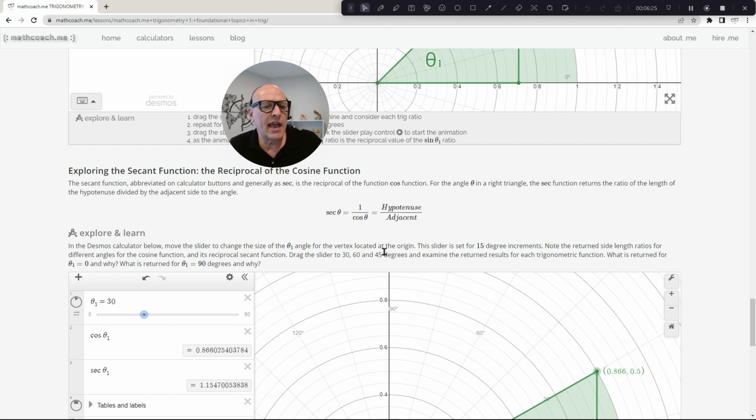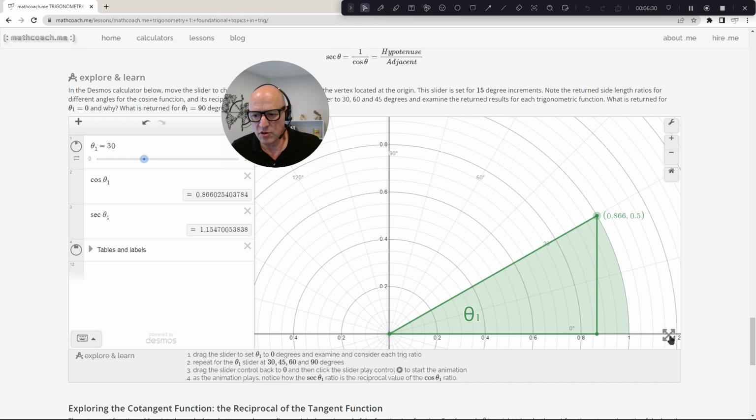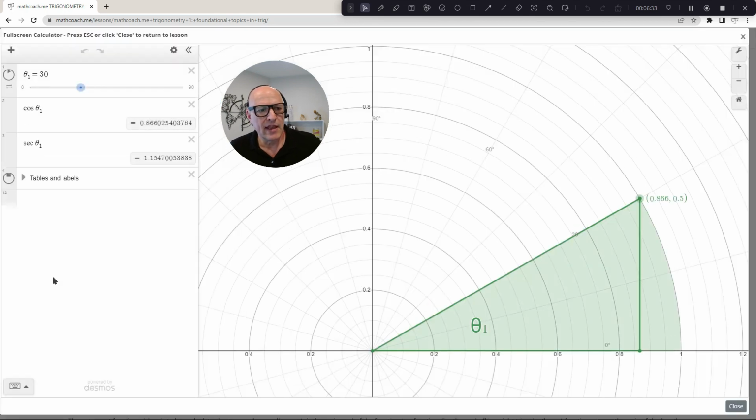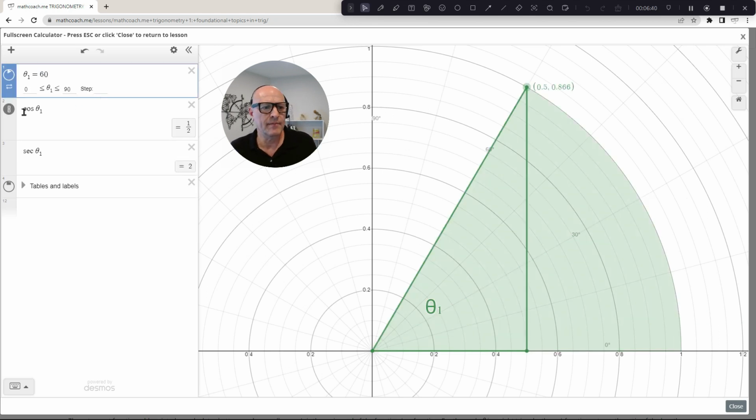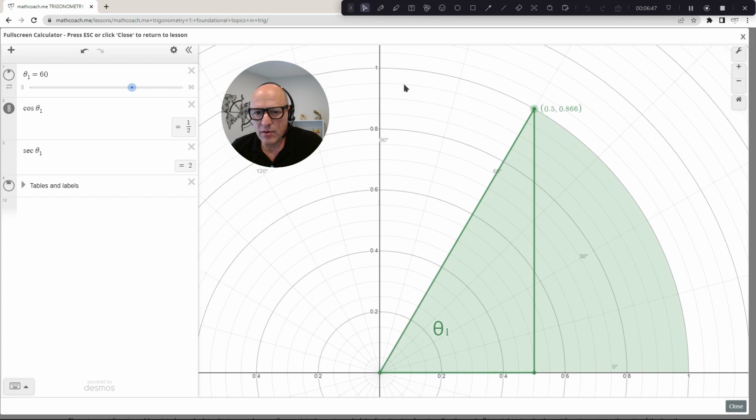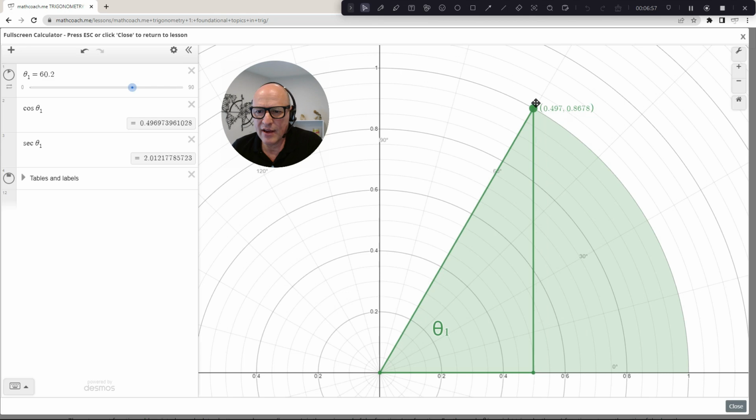So the secant function is the reciprocal of the cosine function, and we have another Desmos calculator that we can use here. The angle of interest that I'm going to start out with is 60 degrees. The cosine of 60 degrees is 1/2. Once again, we have a unit circle with a radius of 1, so any point on this circle is going to have a hypotenuse of 1 for that triangle.